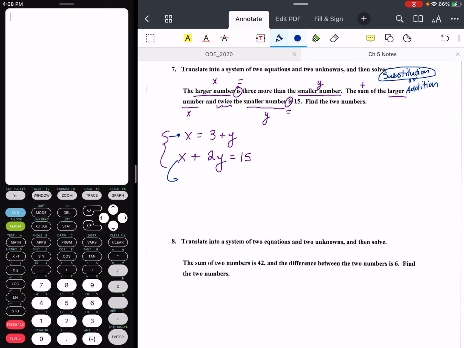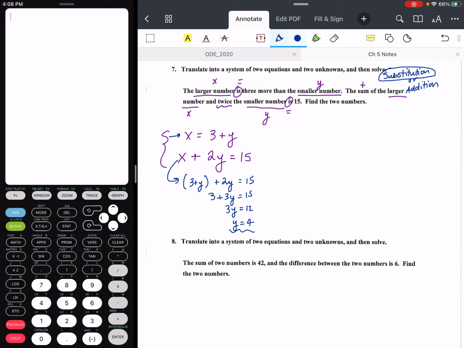So I'm going to take my second equation, and where it says X, I'm going to replace that with (3 plus Y) plus 2Y equals 15. And then combine like terms and solve. Notice that the parentheses here are just grouping. It doesn't mean to multiply by 2Y. So I'm just going to add 3 plus Y plus 2Y, which is 3 plus 3Y equals 15. 3Y equals 12. Divide both sides by 3. And we solve and get Y equals 4.